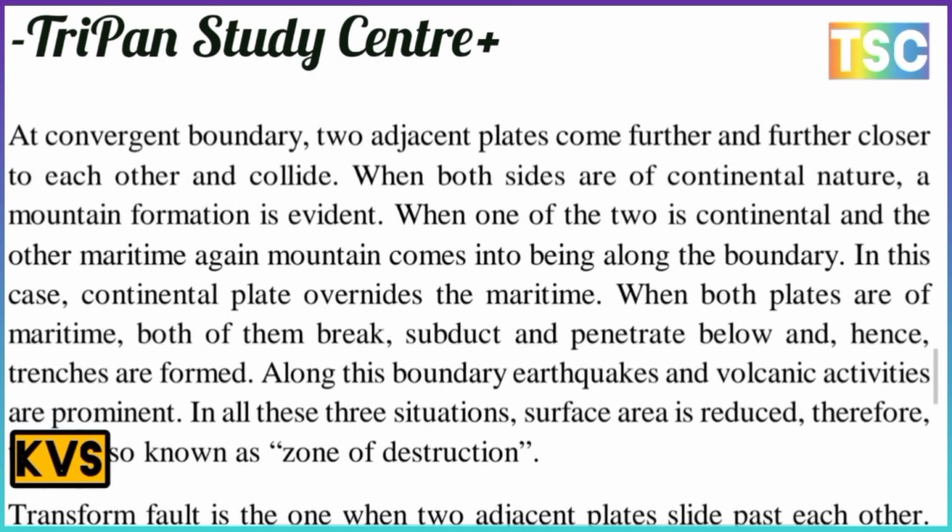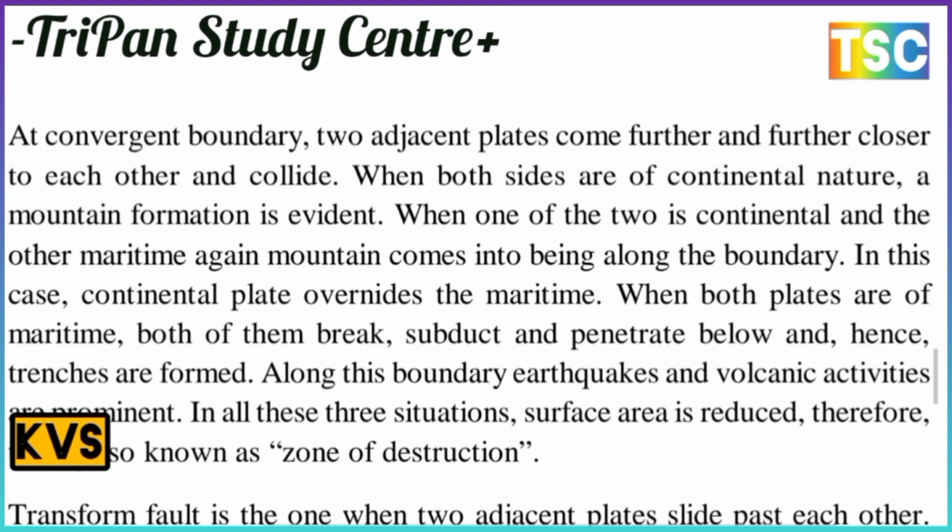At the convergent boundaries, two adjacent plates come further and further closer to each other and collide. When both sides are continental, mountain formation is evident. When one of the two is continental and the other is oceanic, again mountains begin to form along their boundary. In this case the continental plate overrides the oceanic one. When both plates are oceanic, they break and subduct, penetrating below, and deep trenches are formed. Along this boundary earthquakes and volcanic activities are prominent.